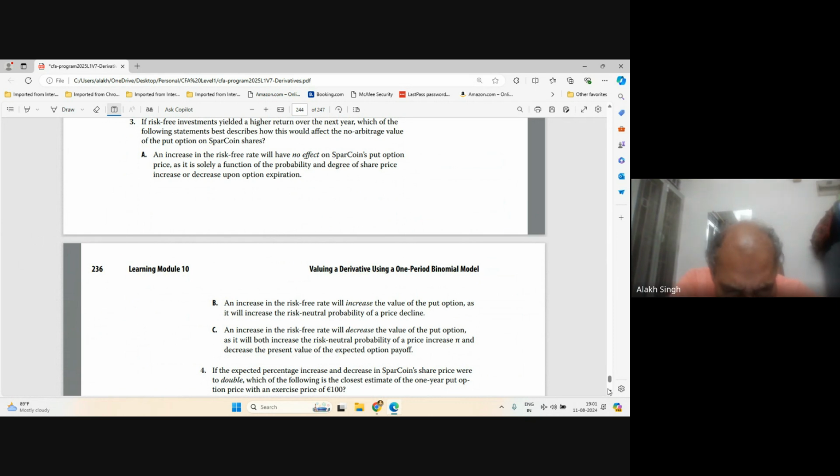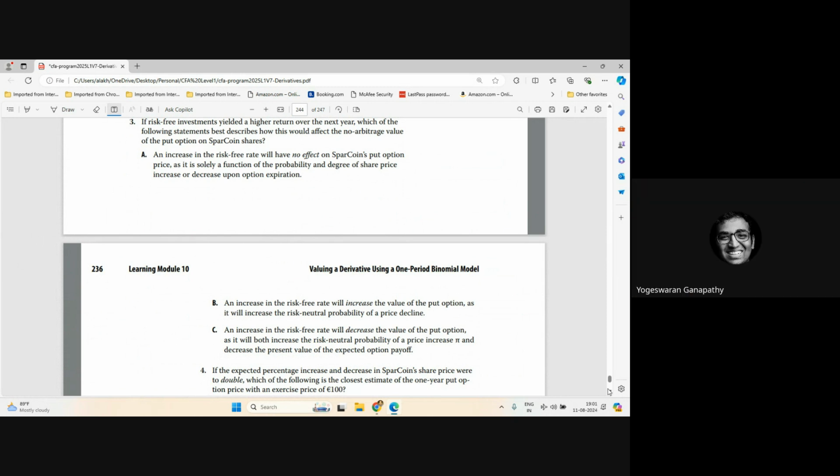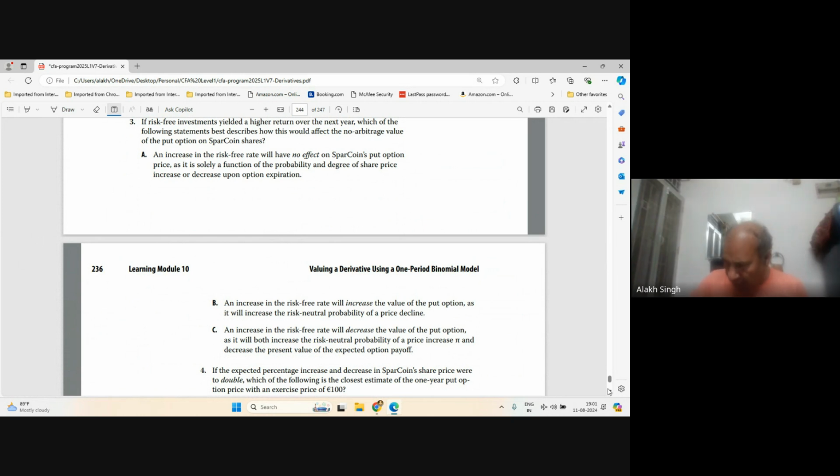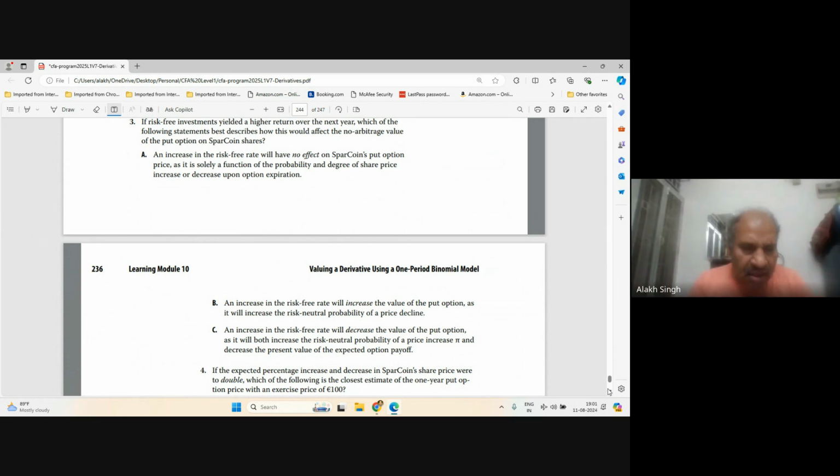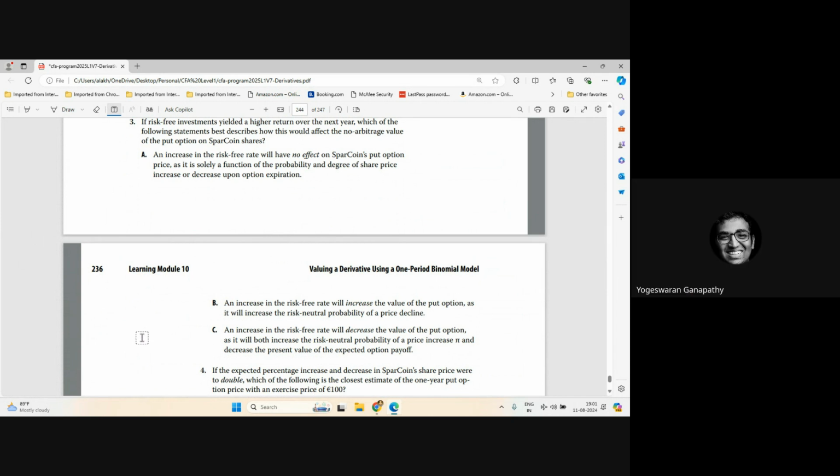So yes, risk neutral. For risk neutral probability also we use the formula, which means pi. So we put 1 by r in the denominator. So C, because C is the correct answer. It decreases the value.